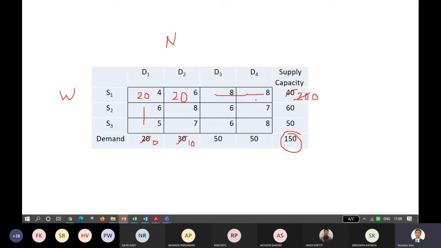Now my next northwest corner cell is S2 D2. Now, how much is the maximum that we can allocate here? 10. Very good.